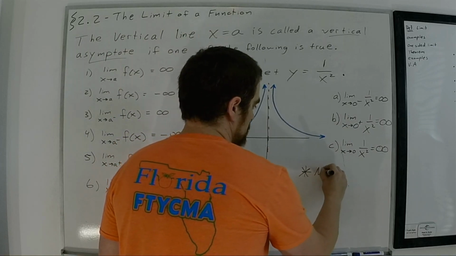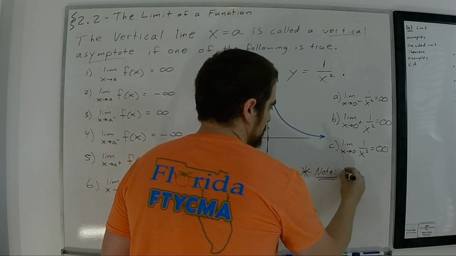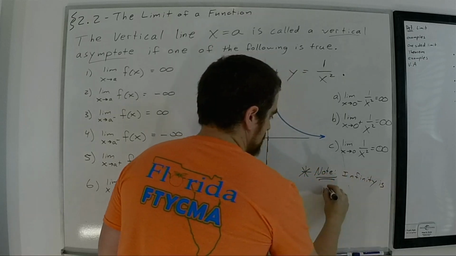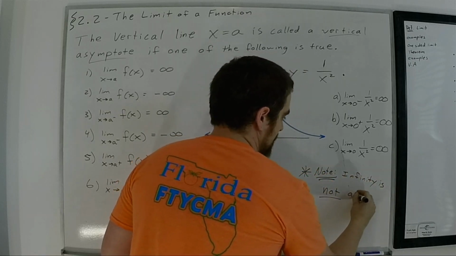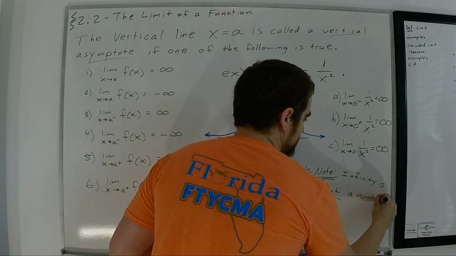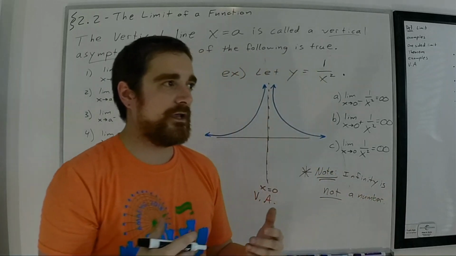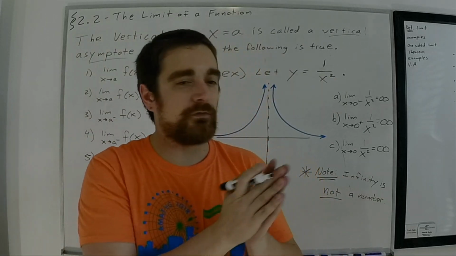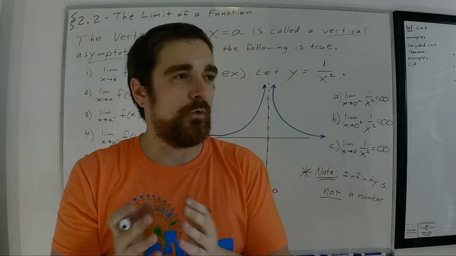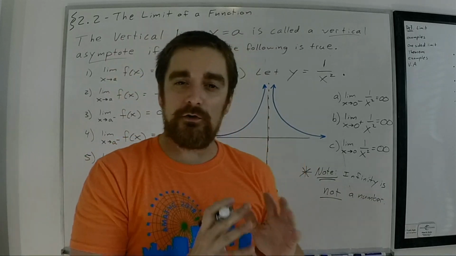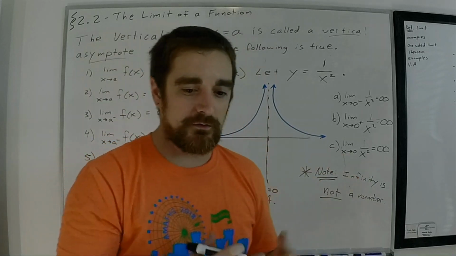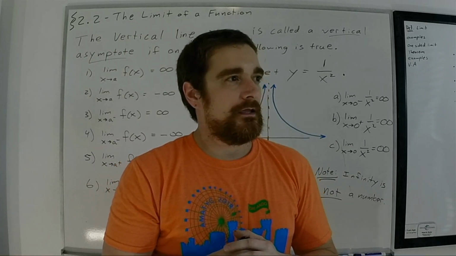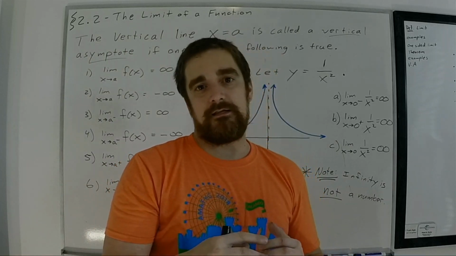Right? Note, infinity is not a number. It's not some finite number. It doesn't behave the same way as numbers do. 2 is less than 3. They're well ordered. 3 is greater than 2. They're well ordered. Negative integers are always less than positive integers. They're well ordered. But when you start talking about infinity, there's some really weird things that can happen, right?